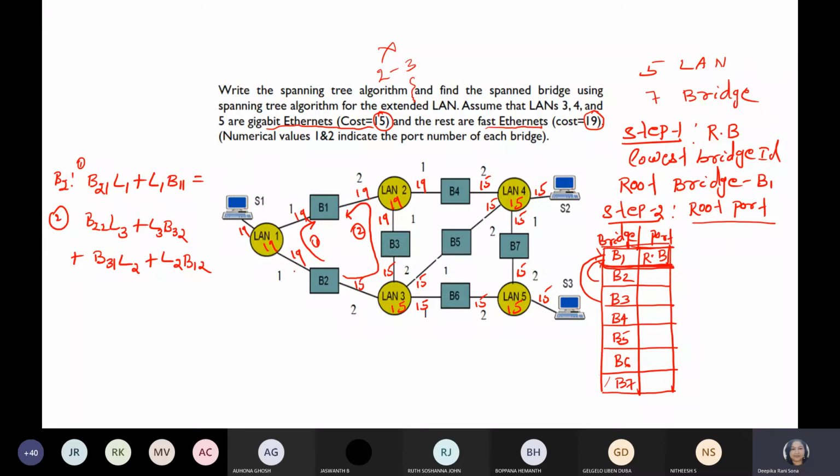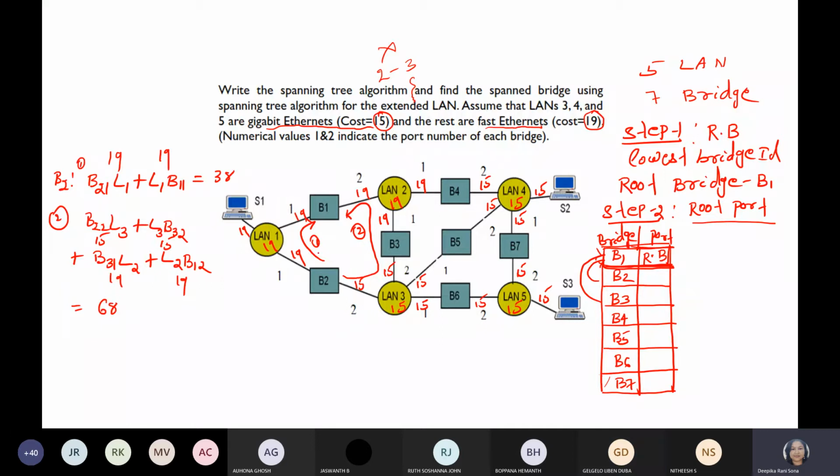B21 LAN 1 cost is 19. Then LAN 1 B11 cost is 19. It is 38. Second one, this is 15, 15, 15, 15, then 19, 19. What is the cost? 30 plus 38, 68.